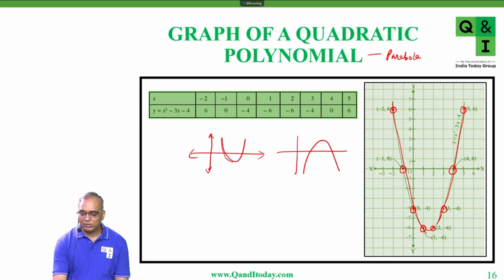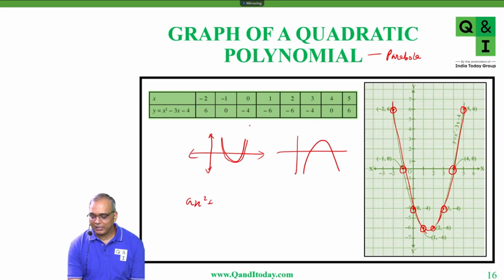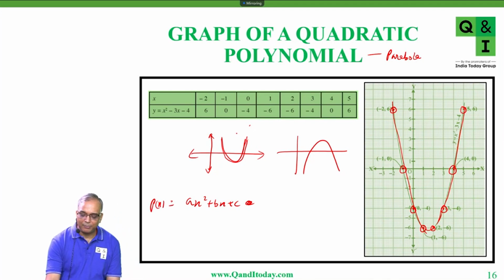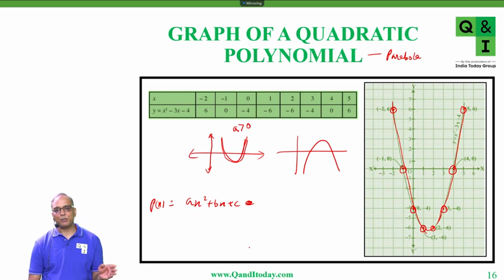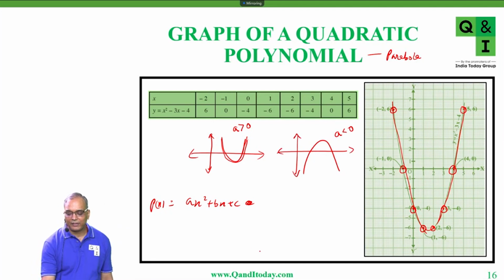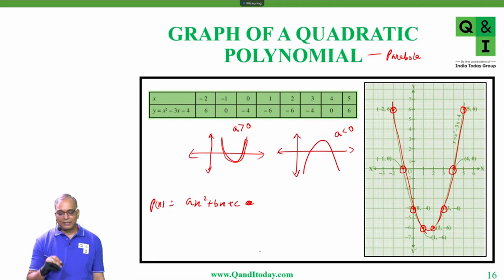Now when the mouth is opening upward, if we have a quadratic polynomial ax square plus bx plus c, the mouth opens upward when a is greater than 0, meaning the coefficient of x square, if it is positive, the mouth will be upward. And if a is less than 0, that is when the coefficient of x square is negative, then you have a parabola with mouth opening downward.